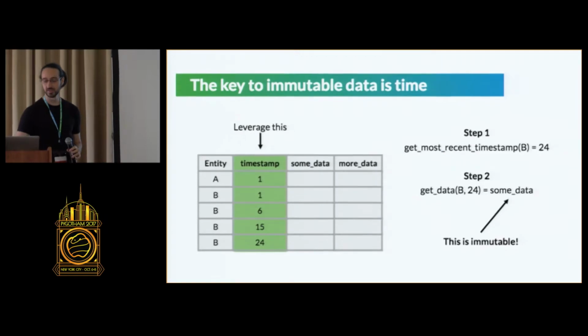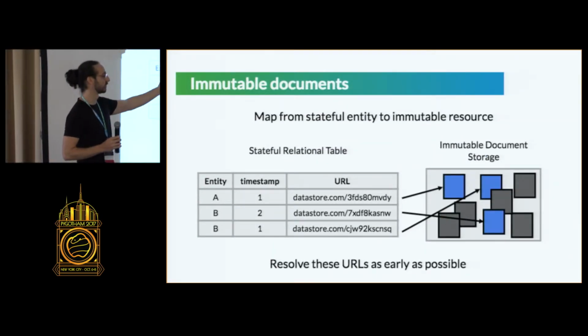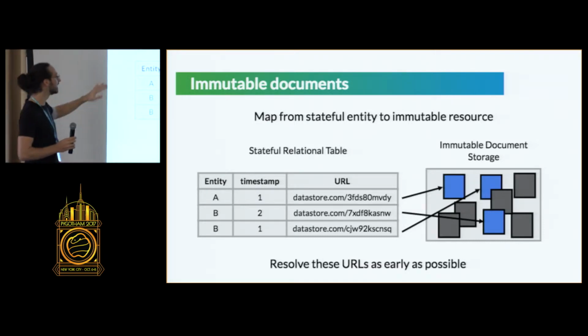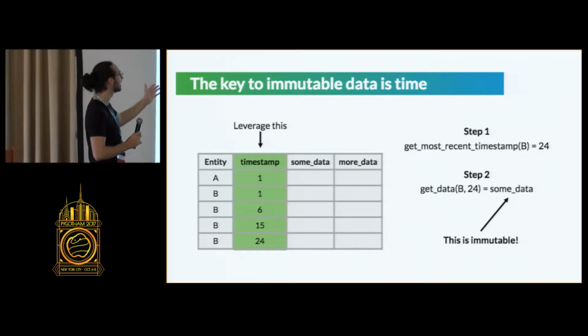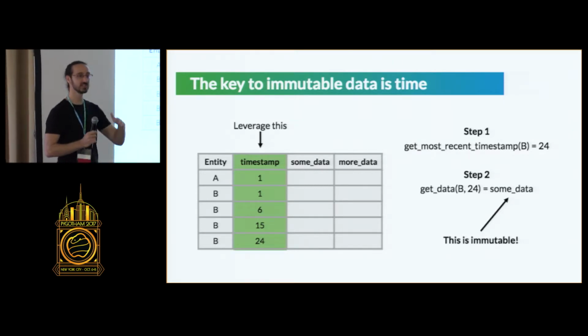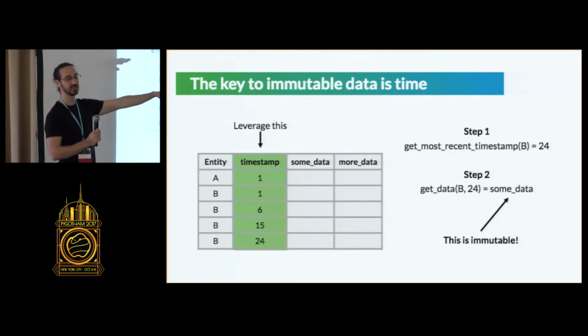Now, this pattern might not always work, right? You might not want to store your whole document over and over and over again. There's a lot of waste here. But you can manipulate this pattern in a few ways to still get the benefits. The whole key to this is that you're leveraging time to freeze your data, right? So you might not have a two database solution with a timestamps table and an immutable object store.